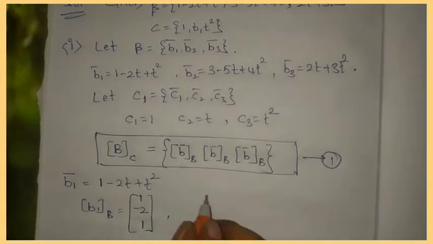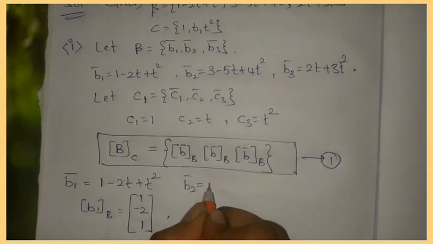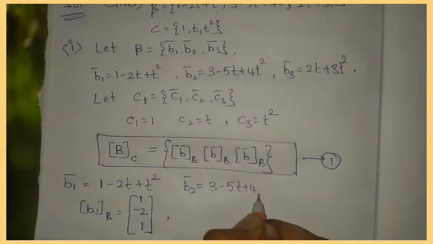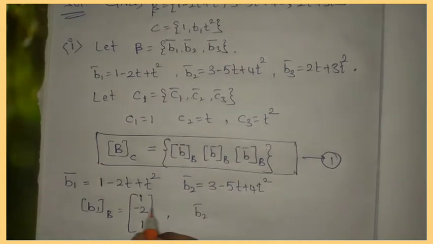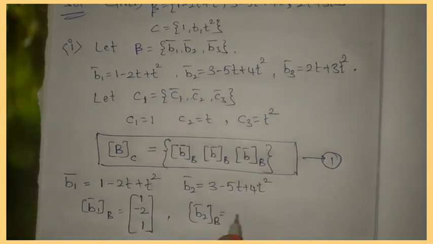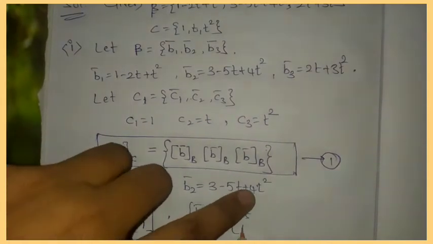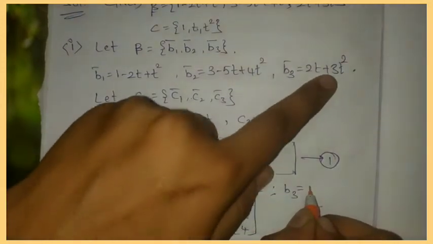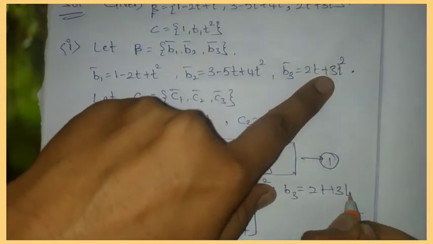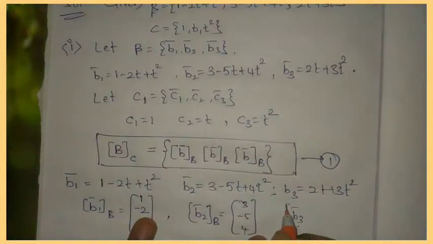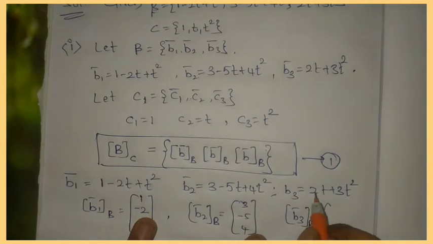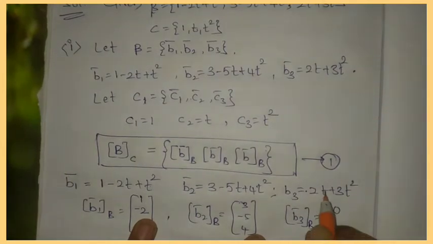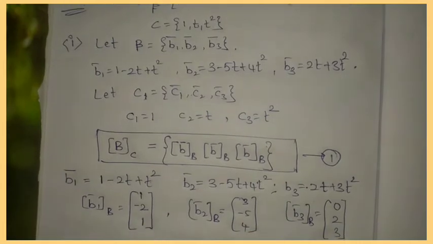Okay, now for b2 bar is equal to 3 minus 5t plus 4t square. Okay, b2 bar relative to C is 3, minus 5 and 4. Okay, next b3 bar is 2t plus 3t square. b3 bar relative to C is equal to, here the constant is not there, so we'll take 0. What is the coefficient of t? 2. And what is the coefficient of t square? 3. Okay, like this we will write.